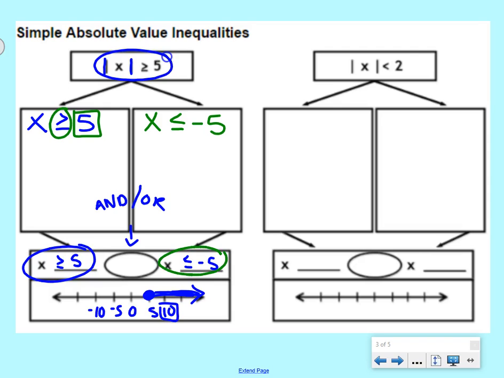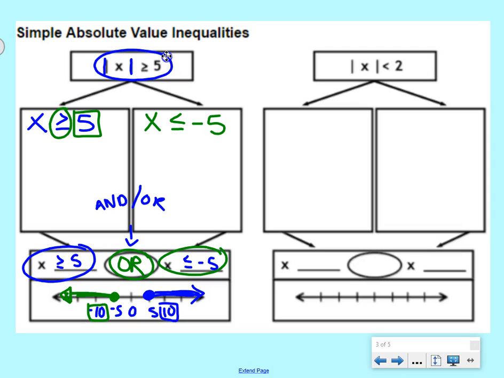We have less than or equal to negative 5. So closed circle at negative 5. Negative 10 is less than, so we shade in that direction. This graph is split apart, so an or is going to go in the middle. Your answer is not complete unless you have that word in the middle.